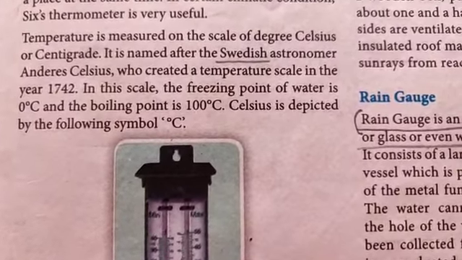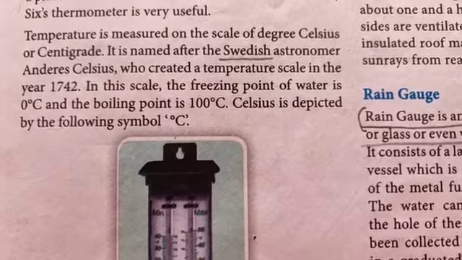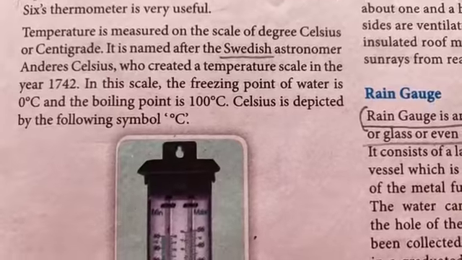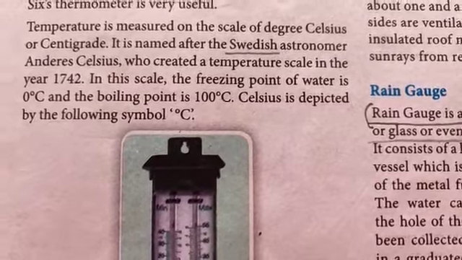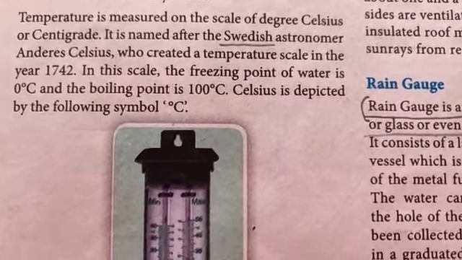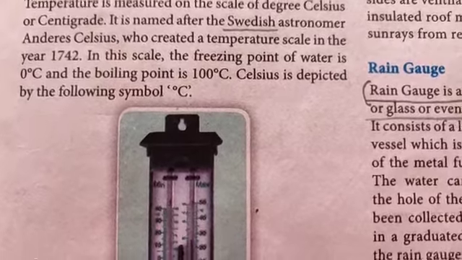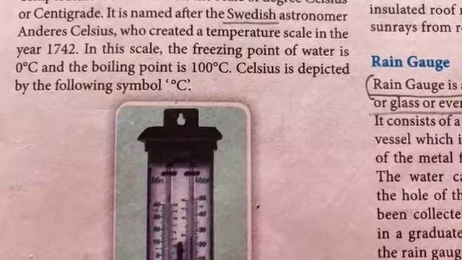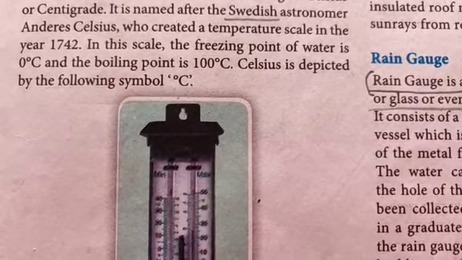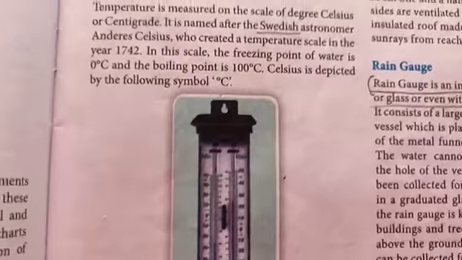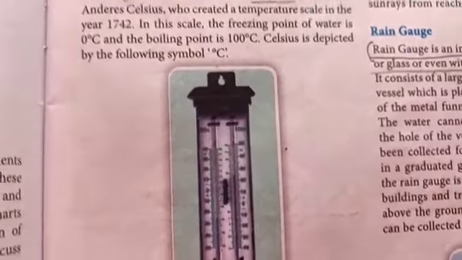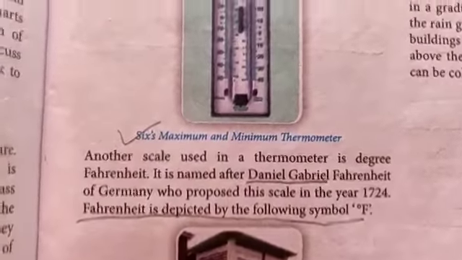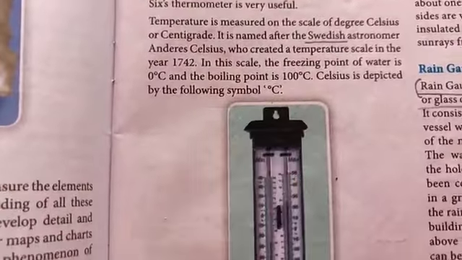Now, underline, children, temperature is measured on the scale of degrees Celsius or centigrade. It is named after the Swedish astronomer Anders Celsius, who created a temperature scale in the year 1742. In this scale, the freezing point of water is 0 degrees centigrade and the boiling point is 100 degrees centigrade. In case you have forgotten, please underline. Celsius is depicted by the symbol C, and this circle over here is the sign of degree.